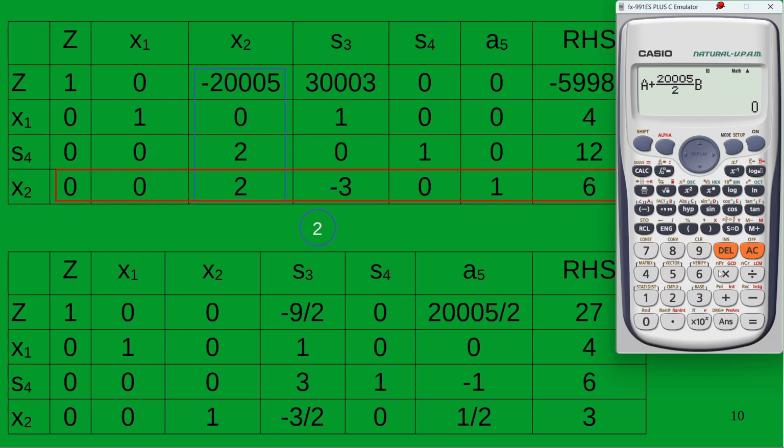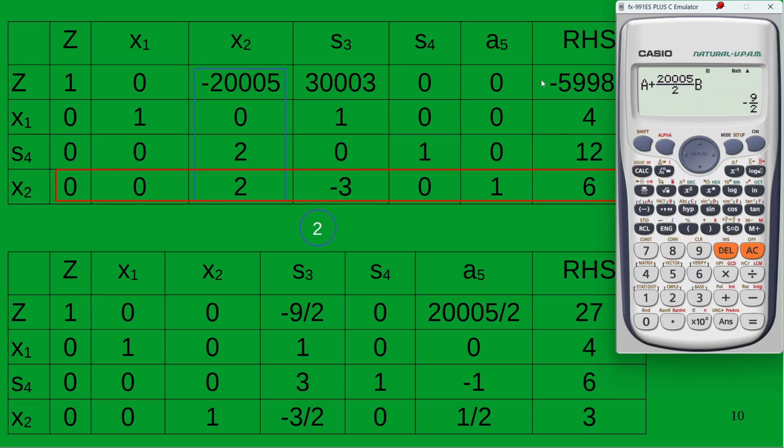And the third calculation, similarly, it's going to be 30,003 is equal to and minus 3. So that's going to be minus 9 by 2. Entered here. 0. Similarly, you can calculate it out.